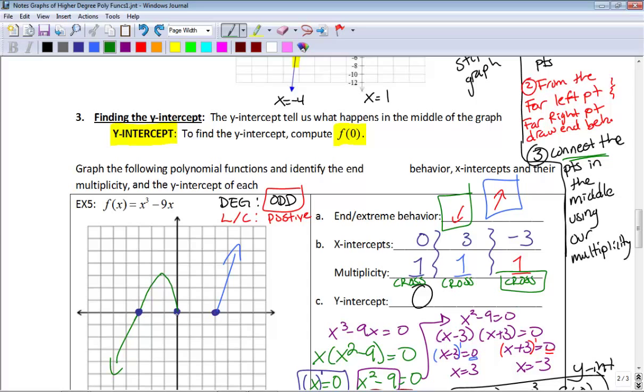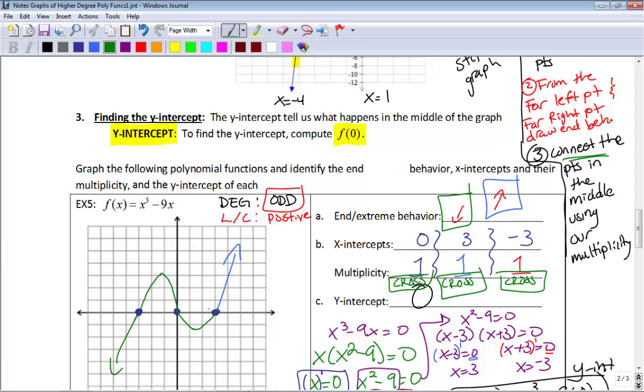What is it? It's 0. What happened at 0? Well, my multiplicity is 1. I need to cross. So if I'm above the x-axis, which I am, I need to get below it. You cross because your multiplicity is odd. But again, we play connect the dots. So from this point, I gotta go up to the next point. Okay. Well, what am I supposed to do at that point? What point is that? Well, that's 3.